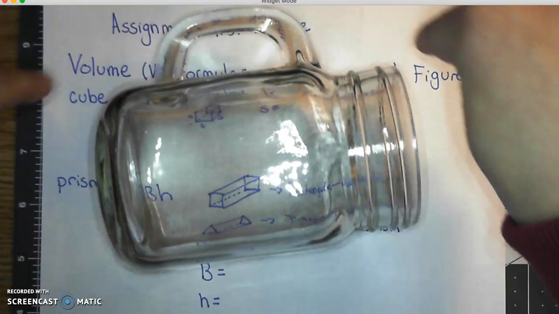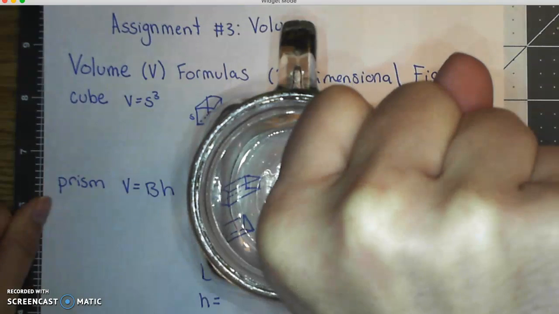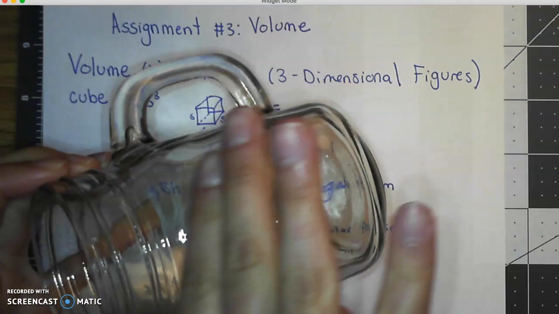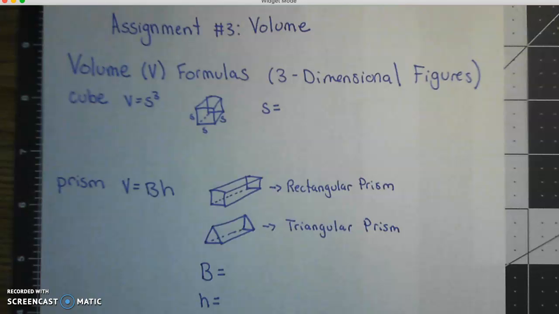Perimeter is the distance around. Area is the space inside, like this piece of paper. But volume is like we could fill this cup up with water. That's the volume, how much space is inside. So we're going to be talking about volume.